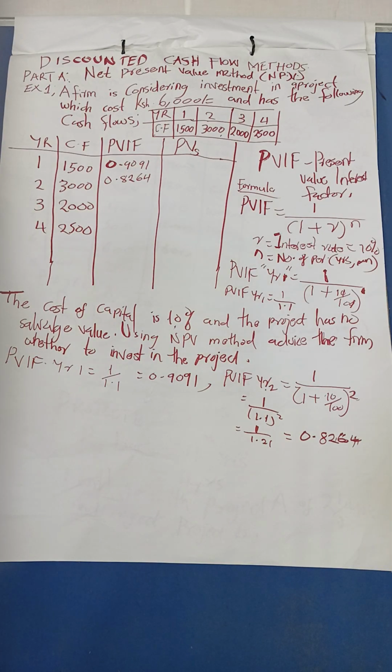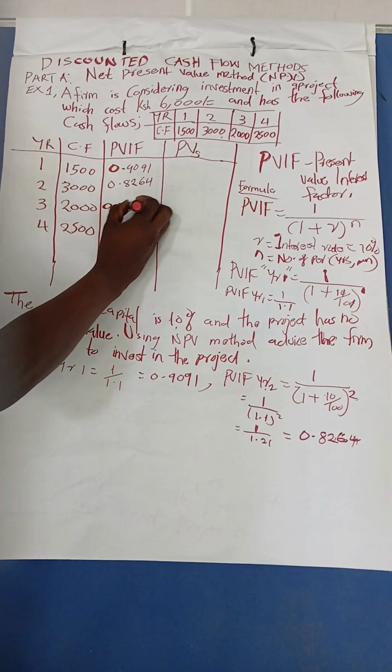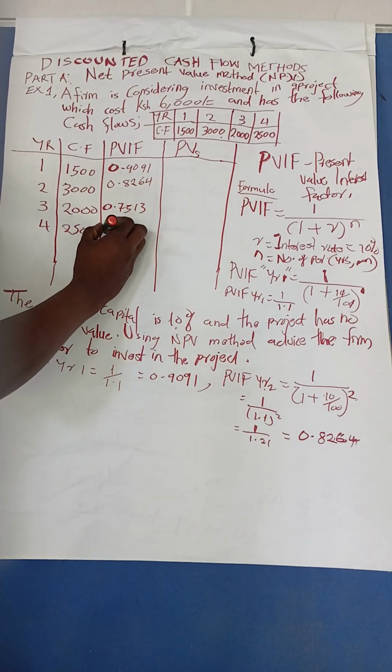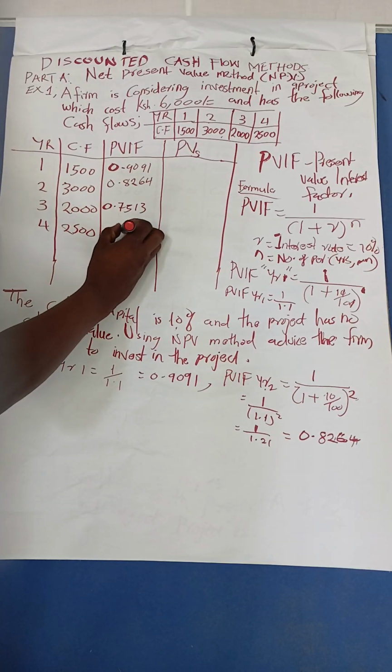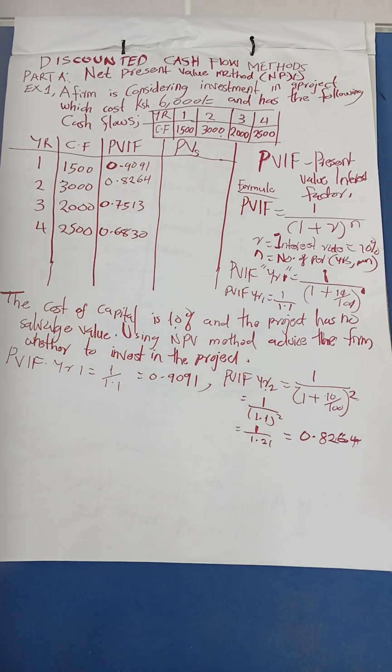All of the NPV now. I will give you the formula. Now, the remaining part of the table, you'll fill. If you use the same formula, in the third year you are going to get 0.7513. Then the next one, the PVIF for the fourth year, will be 0.6830. Good. So that is how we calculate the present value interest factor.